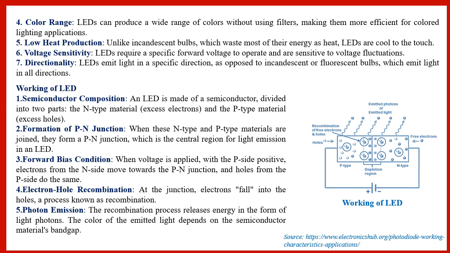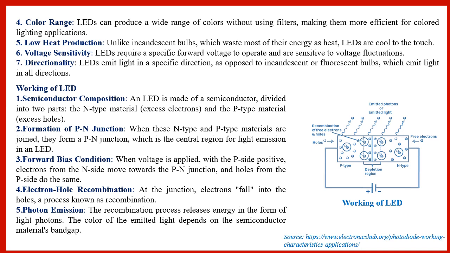So how does a particular light emitting diode work? It is made up of a semiconductor diode, which, as we know, consists of two types of materials, p type and n type. N type has excess electrons and p type has excess holes. When P and N type materials are joined by a certain process, a PN junction is formed, which is the central region for the emission of light. And an LED always works in forward biasing. It means the voltage is applied with the positive terminal on the P side of the material.